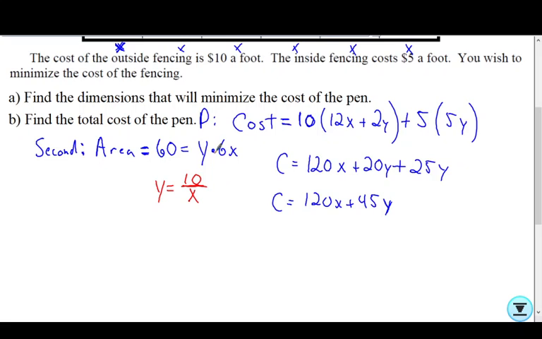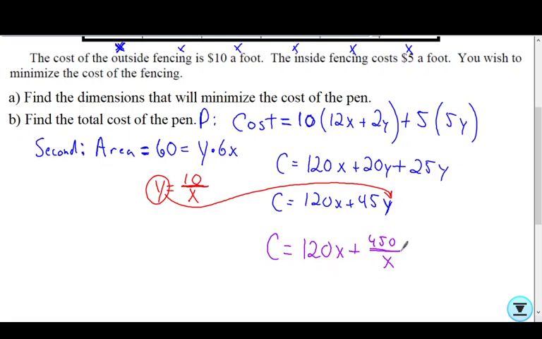Because you divide both sides by the 6x to get y by itself, and 60 divided by 6 is 10, so that's what I'm going to use to plug in for my cost equation. So I'm going to plug this y in here for that one, which gives me my new cost equation all in terms of one variable. So cost is 120x plus 450 over x.